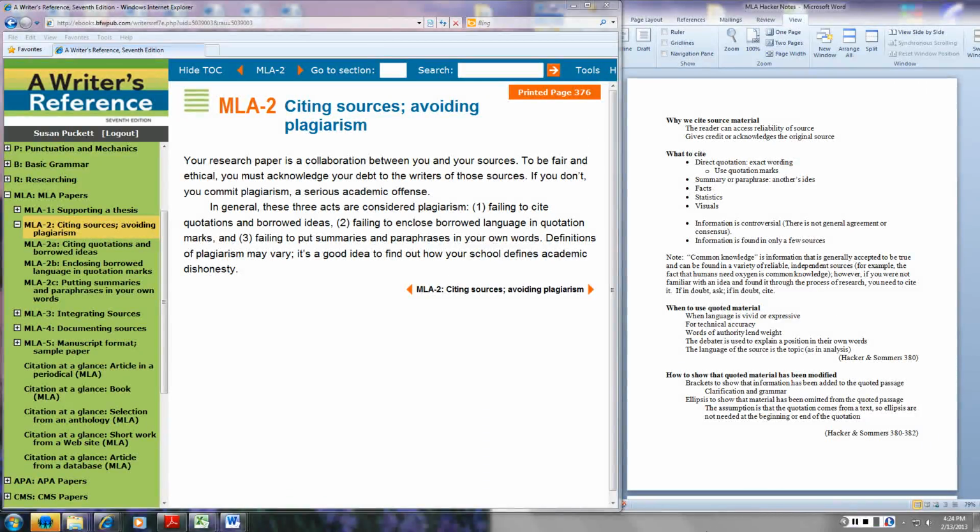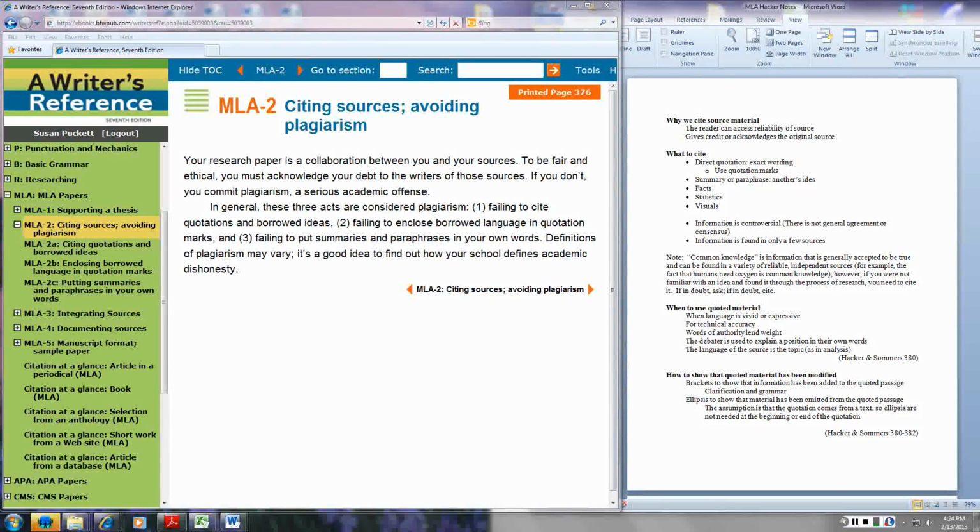Citing source material is particularly important when you are doing any sort of research. That is, when you are getting information from any source other than your brain, you need to provide credit to that source. We're going to look at what the Hacker and Summers text provides for us relative to the requirements of citing sources. First of all, we cite sources so that the reader can check the reliability or can go to the source if they want to look further into a topic.